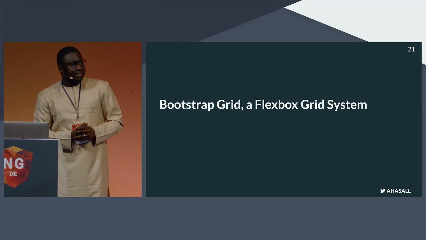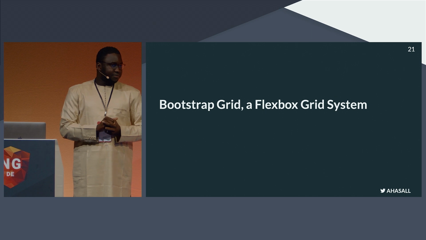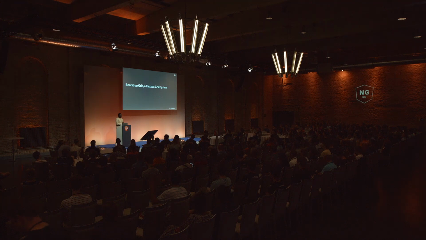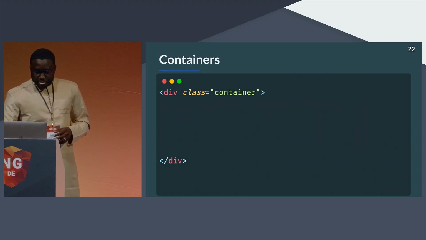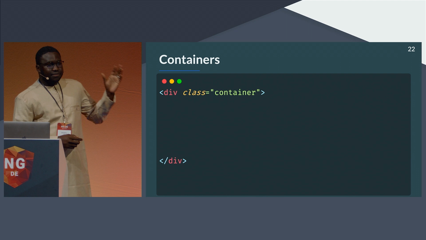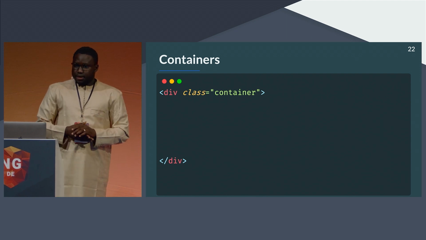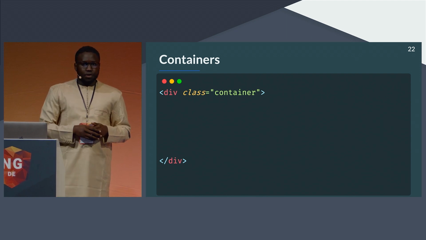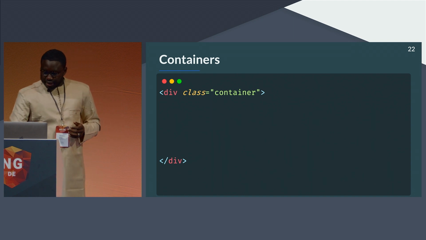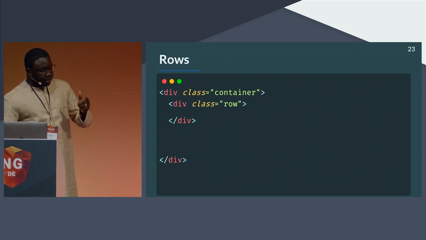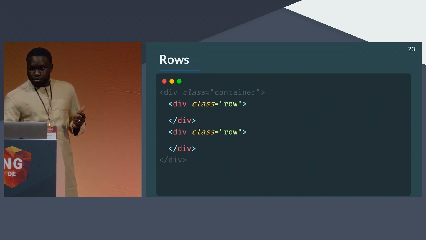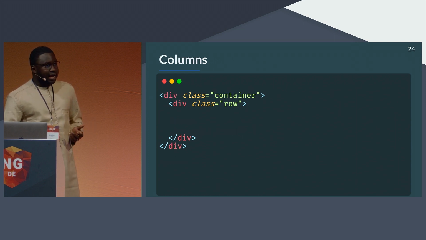OK, let's now talk about Bootstrap Grid. Bootstrap Grid is based on a CSS standard called Flexbox. Who knows Flexbox? Oh, that's cool. So you already know how to use the Bootstrap Grid. And how does it work? We have a container, and a container is the home for columns and rows. So inside my container here, I have a first row and a second row.